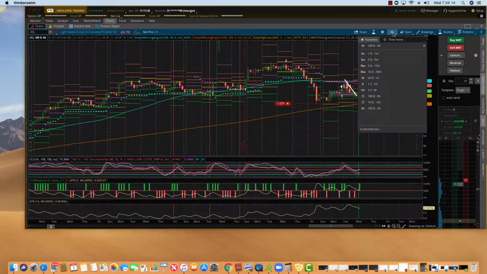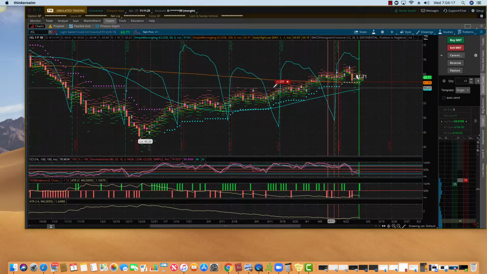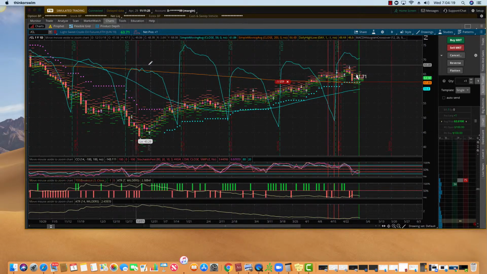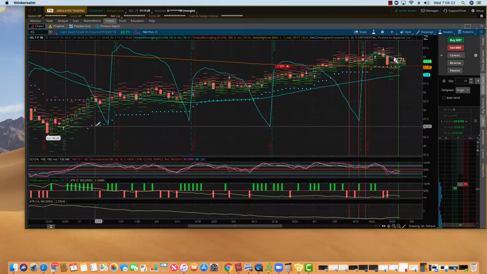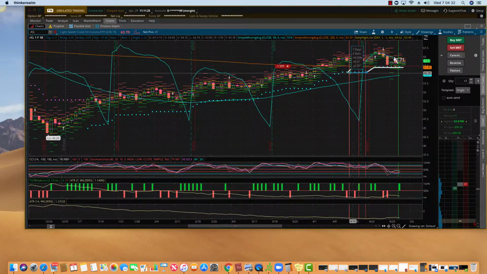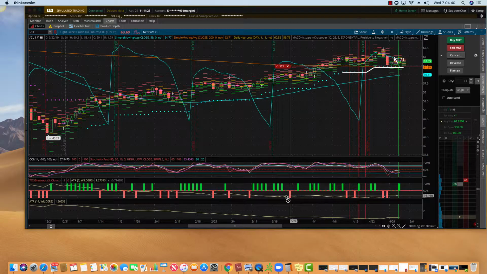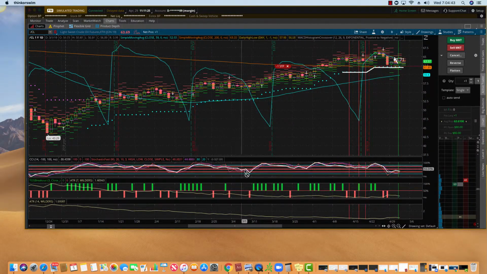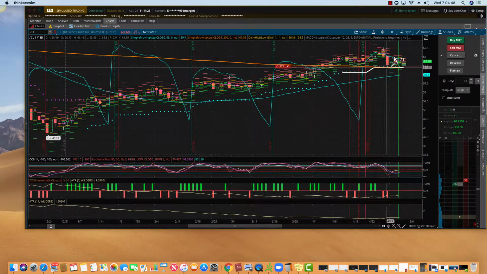On the daily chart, we have been in an uptrend. And you can see that on this ATR trailing stop, it has been moving along nicely with the market as it's making higher highs. These lower lows right here are retracement areas. You can see that on the stochastic as well.